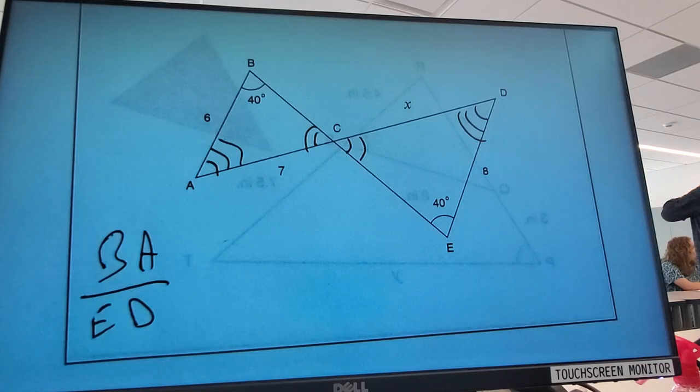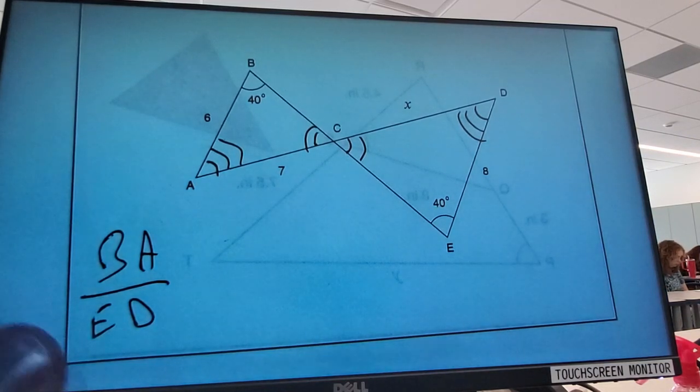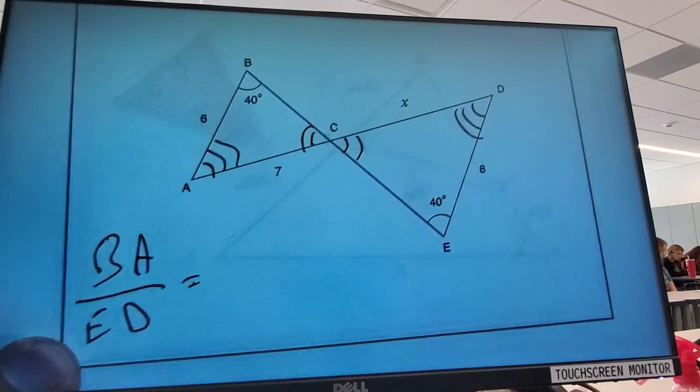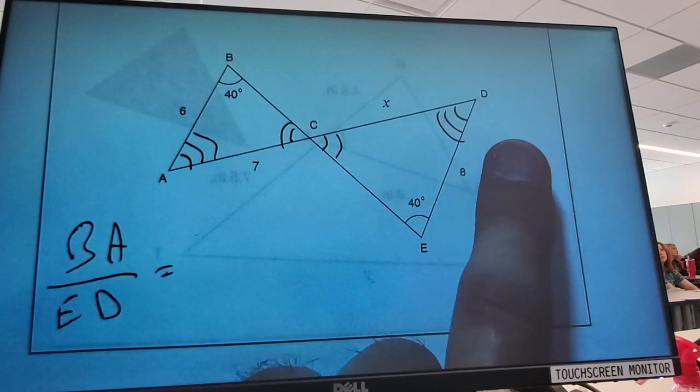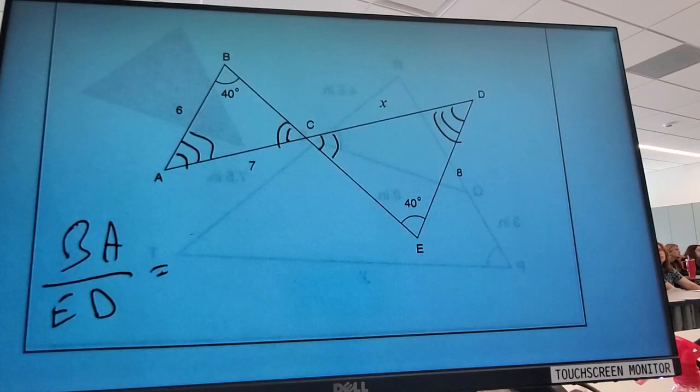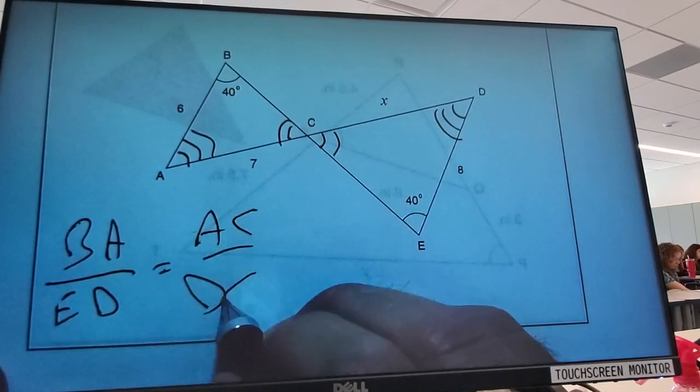What's another ratio I could set up that actually involves? So BA and ED are good because I actually know how long those sides are. And then what's the one that's related to what I actually want to know? What side from the smaller triangle? AC must be related to DC. Yeah? AC to DC. Kick ass.